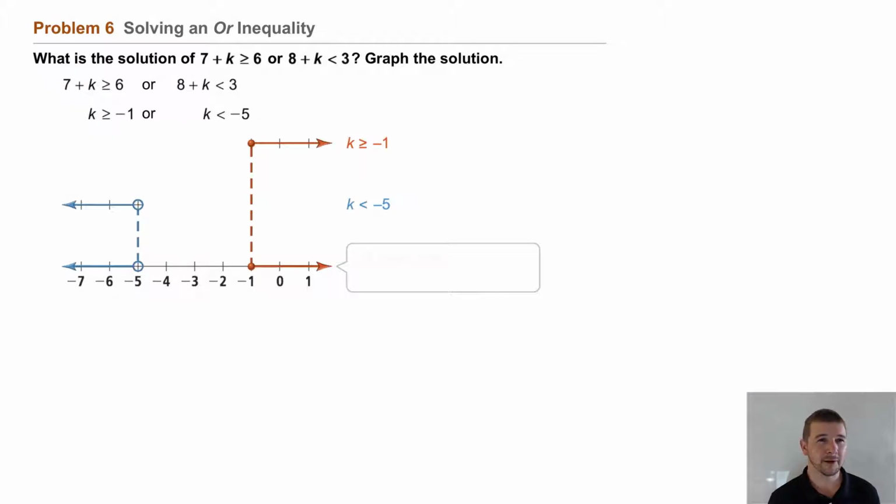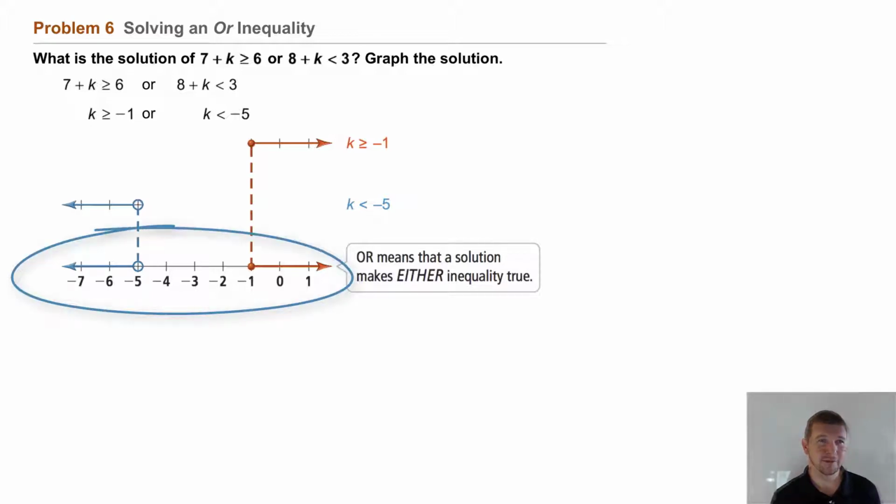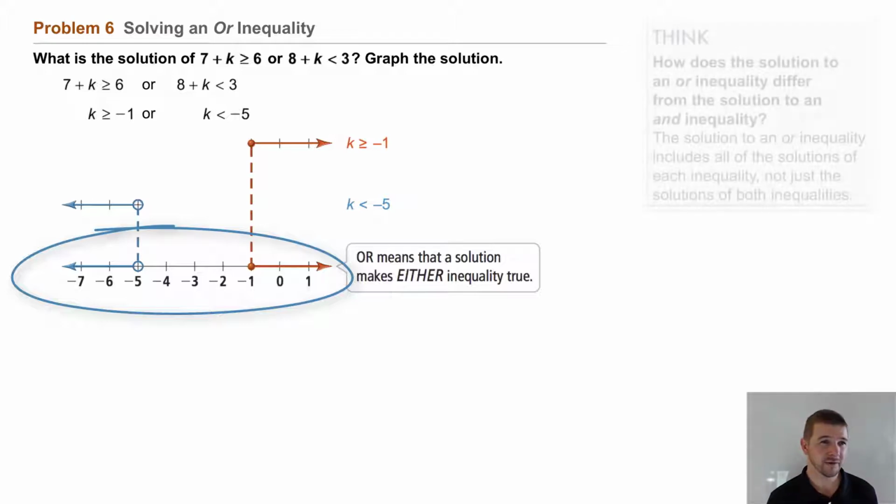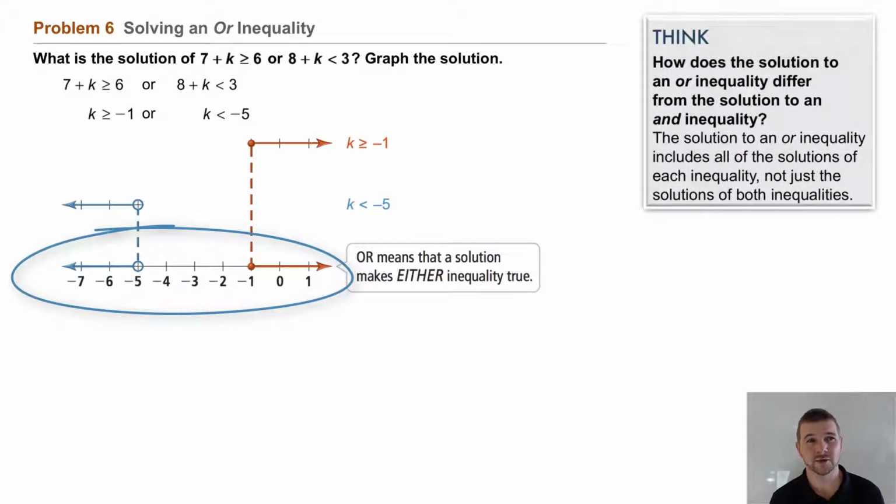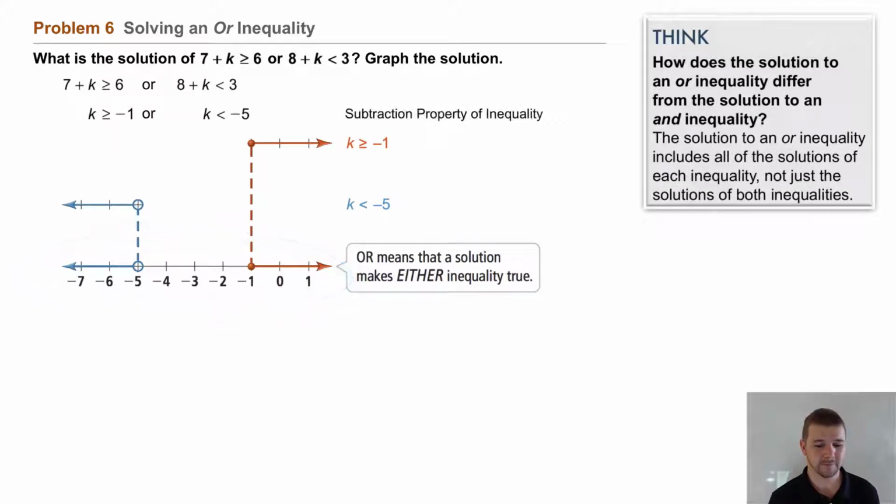Or, in our compound inequality, means that a solution makes either inequality true. So we'll transfer both graphs into our final graph. We'll have the k is less than -5 graph as well as the k is greater than or equal to -1 graph. Because of the word OR, any solution that makes one of the inequalities or the other one true is the solution of the set.